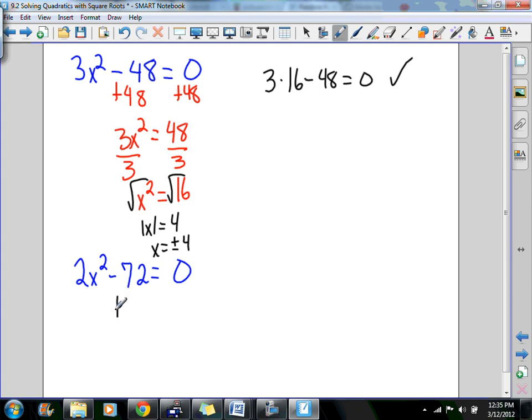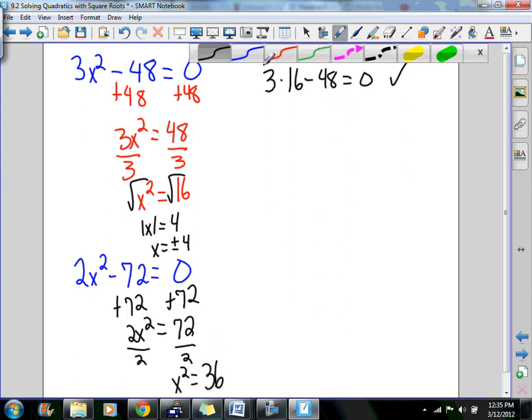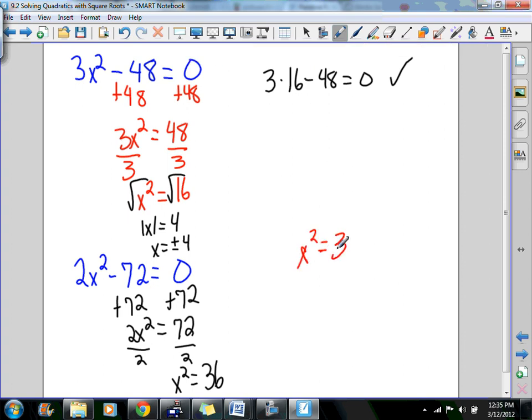Second one here, we add 72 to both sides. So we get 2x squared is equal to 72. We divide by 2. X squared is equal to 36. Now I do the square root of both sides. Absolute value of x is equal to 6. X equals plus or minus 6.